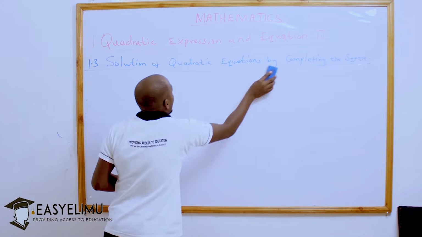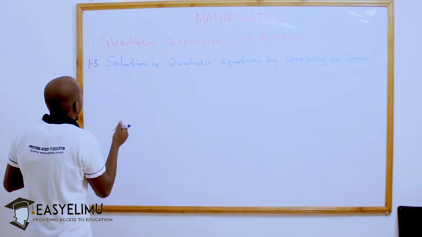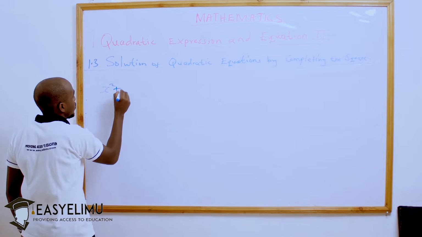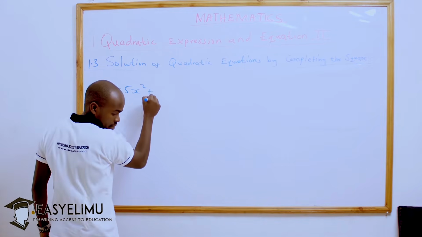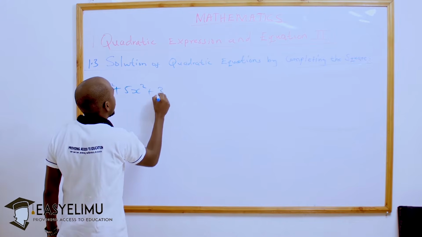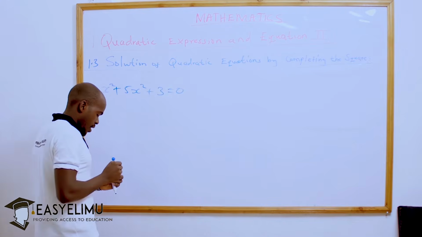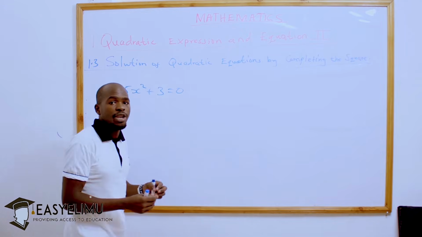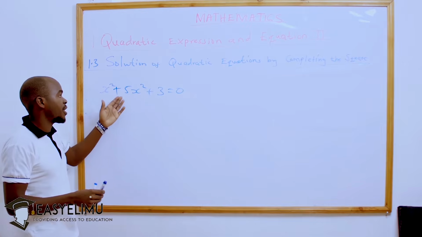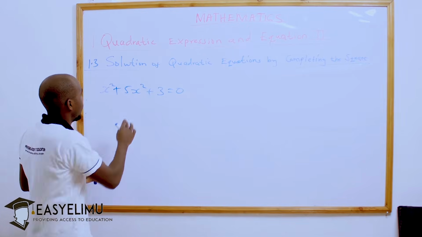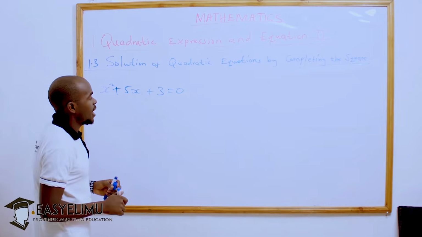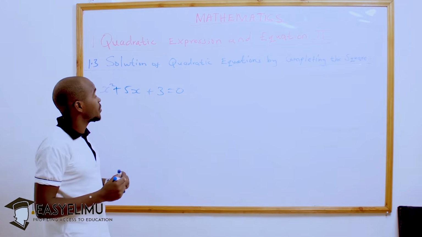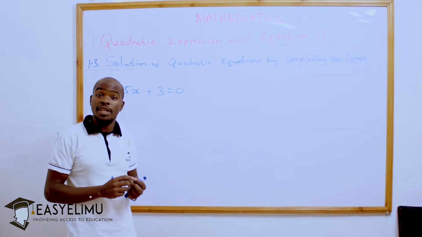For instance, let's take as an example being given a quadratic equation of x squared plus 5x plus 3 equals 0, and you'll be told to solve this quadratic equation using completing the square.